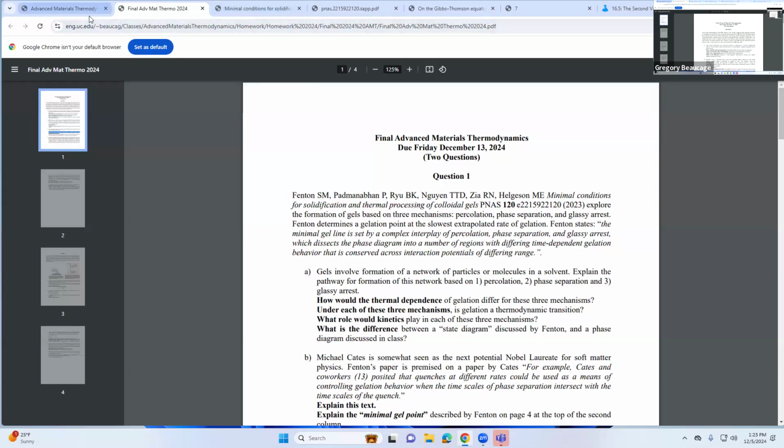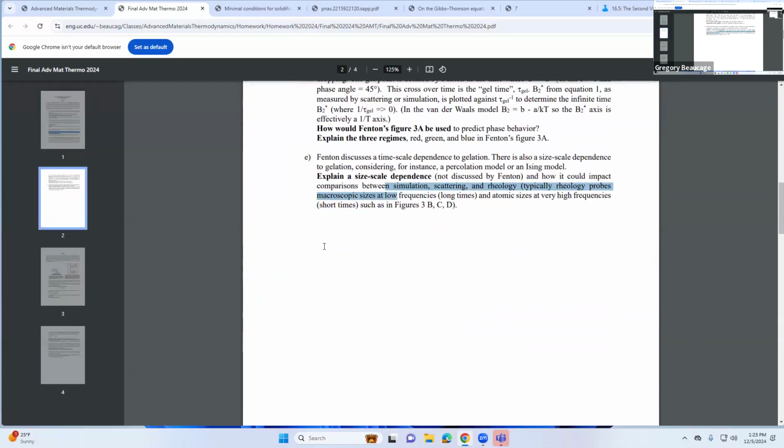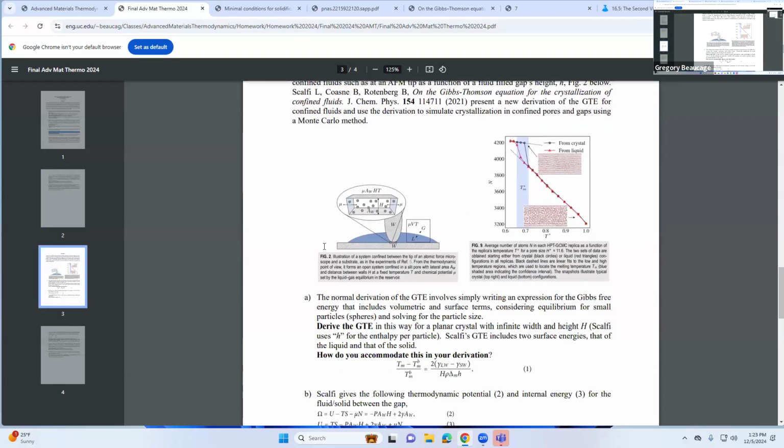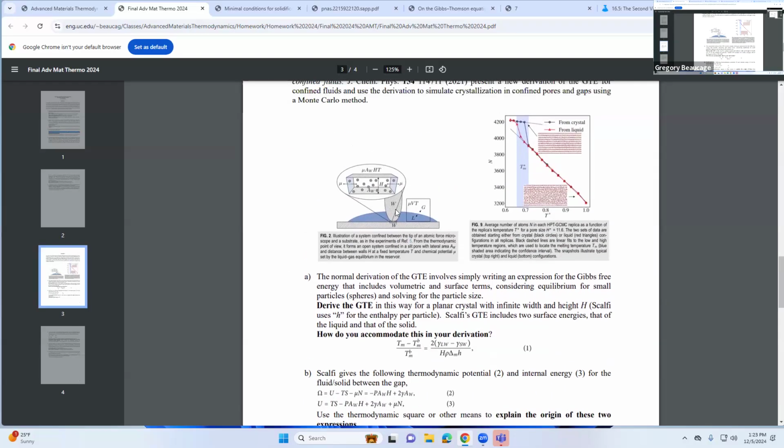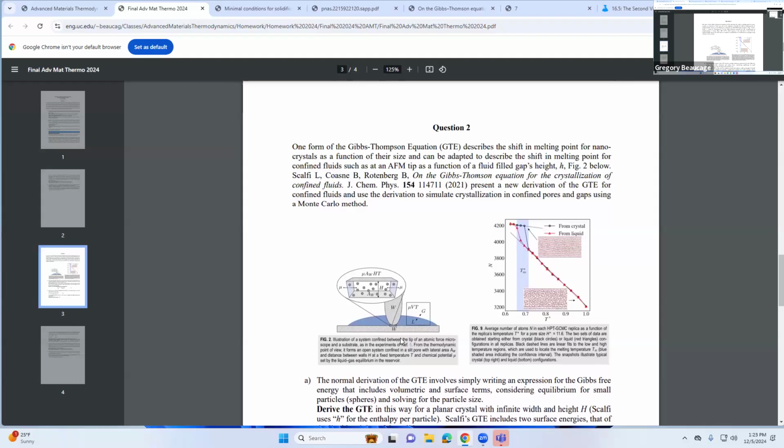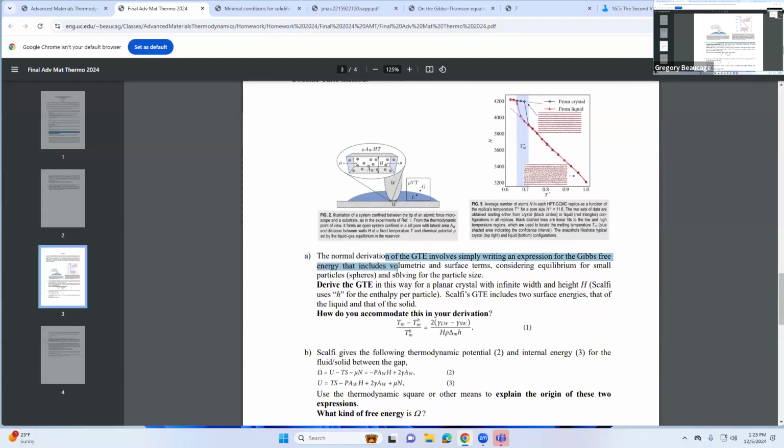The second one, I realized the questions aren't necessarily about the paper that much. So this goes blah, blah, blah, that's the problem. Then it says the normal derivation of Gibbs-Thompson. This is the Gibbs-Thompson equation. To derive it, that's what I did in class. Any questions on this one? I'm going to erase it. But once, twice, three. All right.